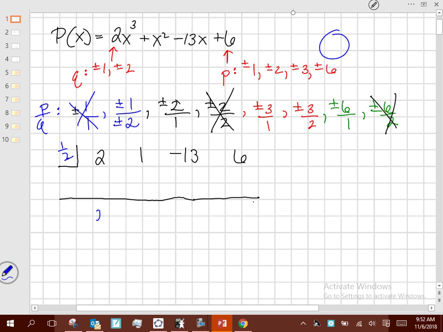Bring my 2 down. Multiply gives me 1. Add that together gives me 2. Multiply gives me 1. That gives me negative 12, right? Multiply 1/2 by negative 12 gives me negative 6. I got a 0, right? So what does that mean? It means x minus 1/2 is a factor.